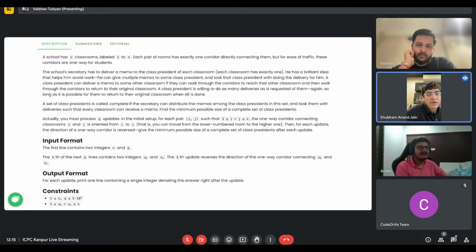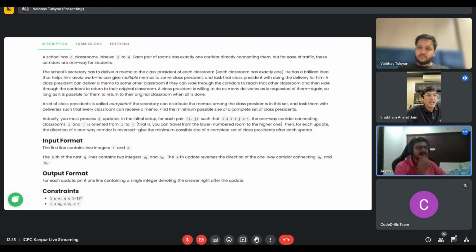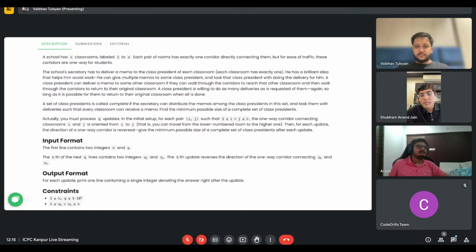So you have to maintain some tournament graph, and then you just need to print the number of levels in this tournament graph at each step. Starting, the levels are n, and then the levels will kind of decrease. You will flip some corridors and you have to print the number of levels. Right. One sec. I see. So let's see. How would you do this?